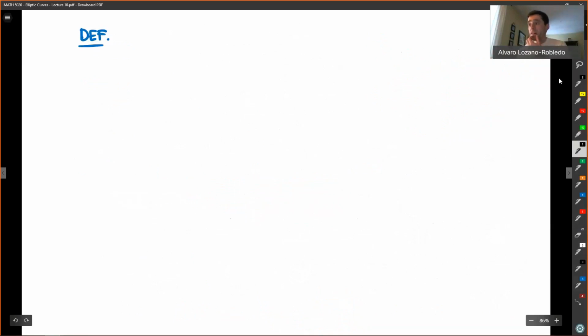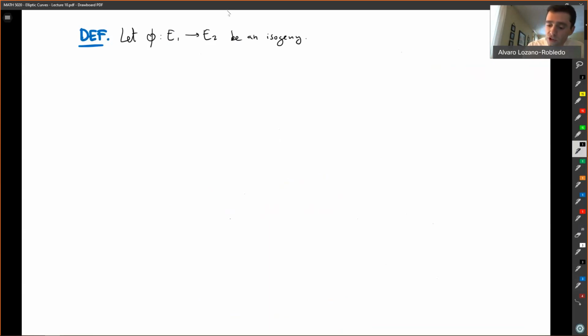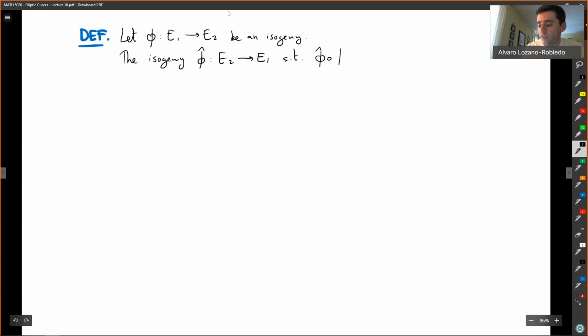So that we call the dual isogeny. Let phi from E1 to E2 be an isogeny. Then the unique isogeny phi hat that we just proved exists, from E2 to E1, with the property that phi hat composed with phi is multiplication by m. Phi composed with phi hat is also multiplication by m, we'll see in a second. Phi hat is called the dual isogeny.